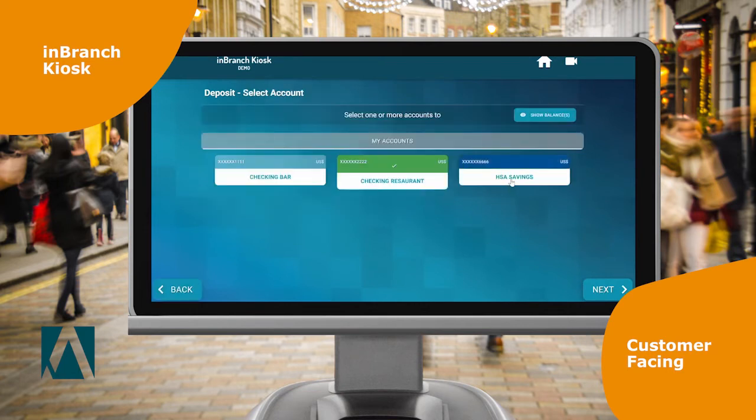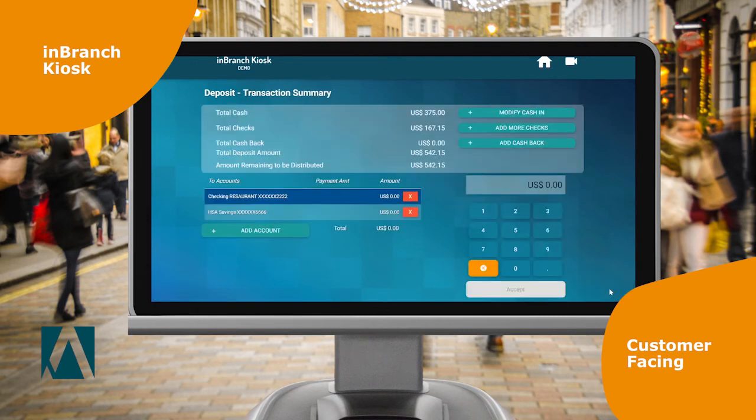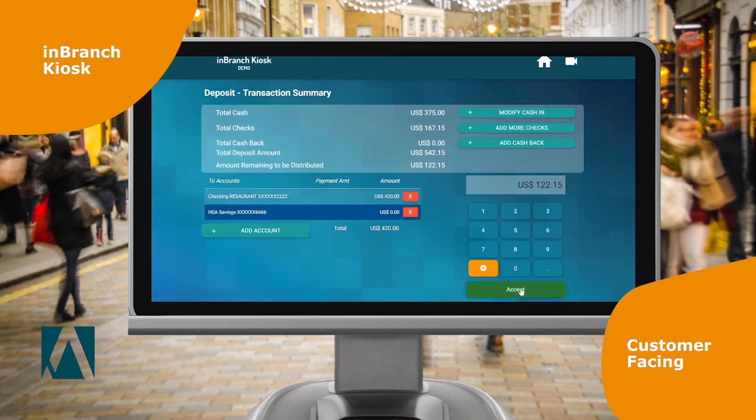The customer then accepts, and is shown a summary of the transaction that will be performed. Here, the customer would like to split the transaction with $420 being deposited to his current account, and the rest, to his savings account. The customer selects Add Account and selects his savings account. He then deposits $420 to his current account and the system calculates that the remaining $122.15 will be deposited to his savings account.